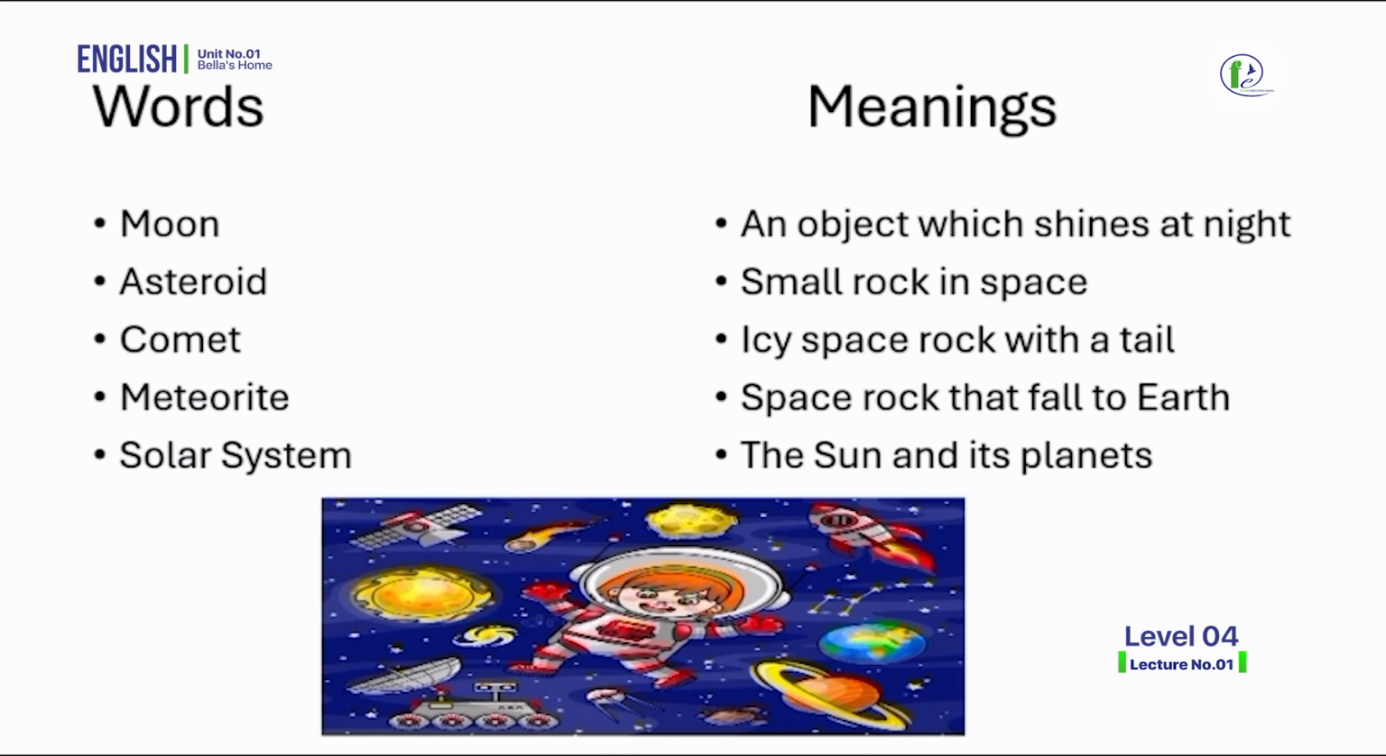Then asteroid. Asteroid basically is a small rock in space, a small rock that moves around the sun. So what is the meaning of asteroid? Small rock in space. Comet. Comet means icy space rock with a tail. Meteoroid. Meteoroid means space rock that falls to Earth. Solar system. Solar system means the sun and its planets.